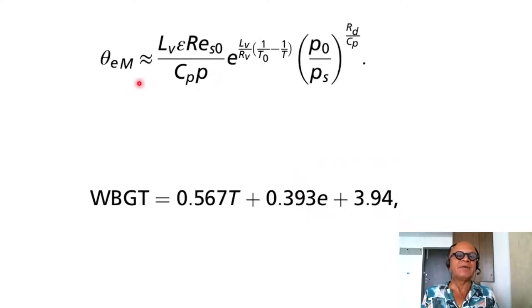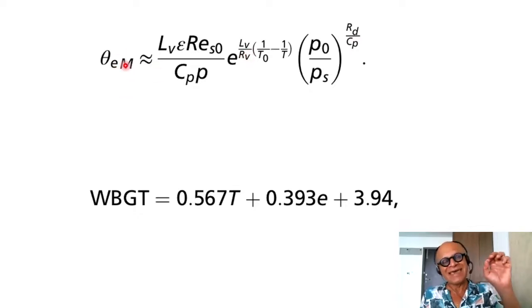So theta AM, EM, the contribution to equivalent potential temperature from moisture, then becomes LV times epsilon times RE as ES0 divided by CP times P, E to the LV over RV times 1 over T0 minus 1 over T times P0 over PS to the RD over CP, basically showing that the response of theta AM, EM in absolute terms may be smaller than theta ET, contribution from just in situ warming, but with warming its contribution grows faster, okay, because of this exponential term, and that's important, as we will see.